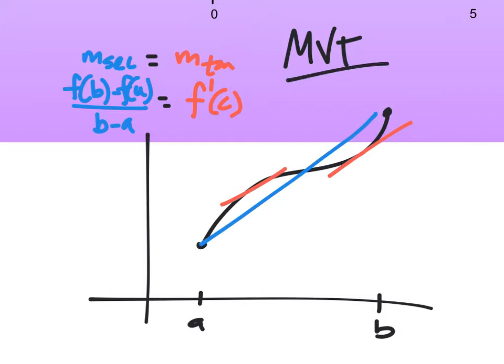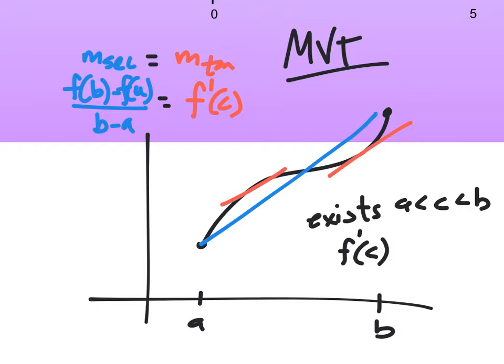So the mean value theorem says there exists a C between A and B such that f prime of C is equal to f of B minus f of A over B minus A. Alright, so let's do some application of that.